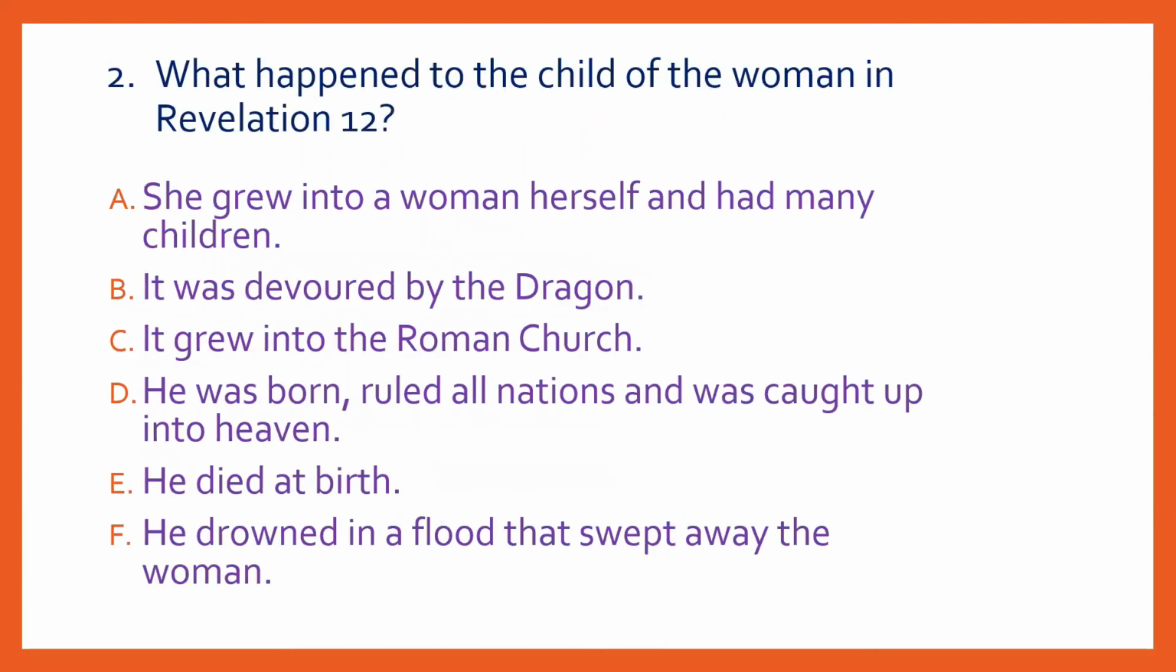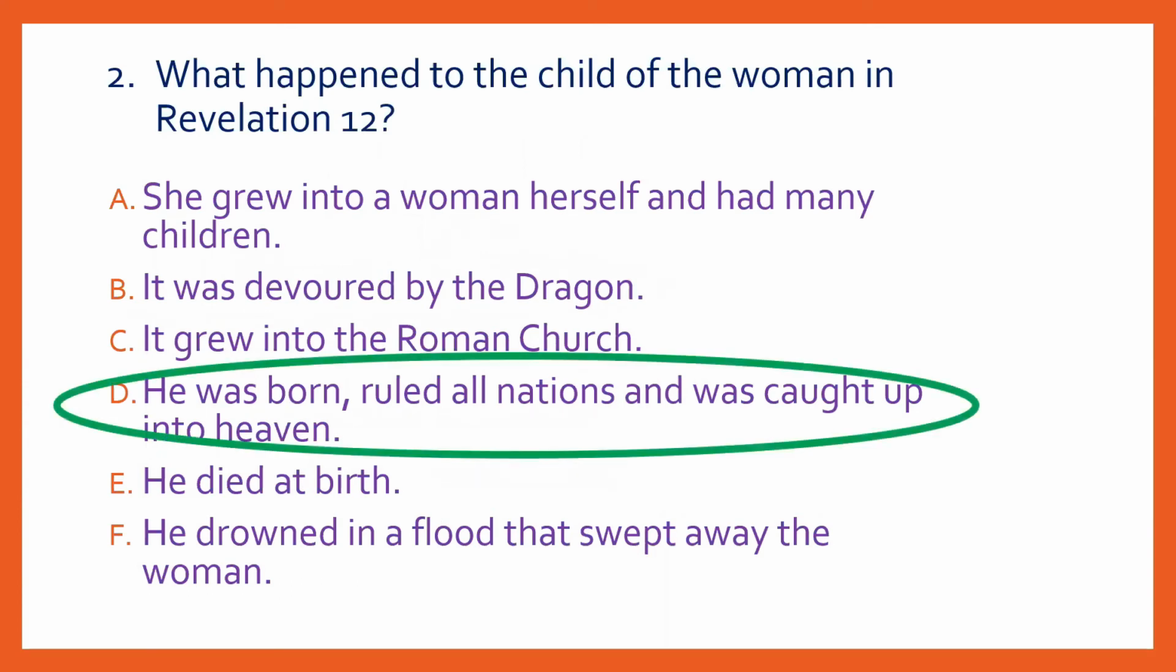The second one was, what happened to the child of the woman in Revelation 12? Well, the child of the woman was Jesus Christ. He was born. He ruled all nations because they put up the signs and he was the king of the Jews, etc. And then he was caught up into heaven. That's the best answer. All right, so I trust all of you got that one correct.